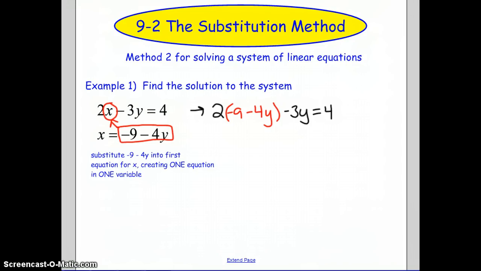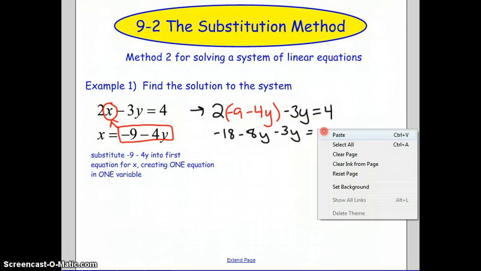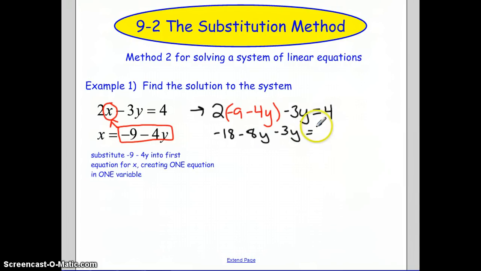So now what we've done is we've substituted negative 9 minus 4y into the first equation for x, creating one equation in one variable. So now we can solve this one equation in one variable, just like any other equation that we've been solving all year. We'll distribute the 2 and get negative 18 minus 8y minus 3y equals 4. And then I'm going to combine like terms on this side of the equation. So I'm going to combine this negative 8y and this negative 3y. And I'm going to get negative 18 minus 11y equals 4.